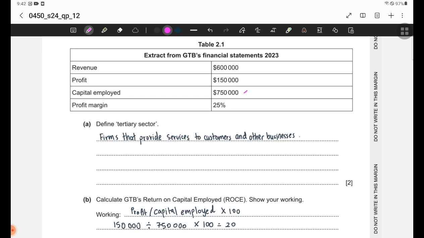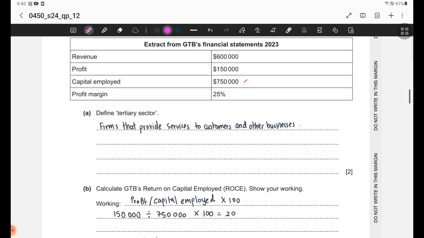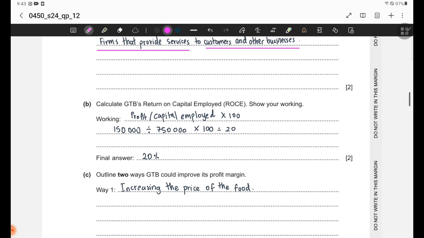Okay, let's say you wrote businesses that provide services, you will only get 1 mark. Or you only wrote service sector businesses, you will also get 1 mark only. They have to be together. You have to mention that it provides services, and the other part is to customers and other businesses. So there are 2 parts. This is the first one of the definition, and this is the second one. So each is a mark, and together they are 2. All right, this should be simple.